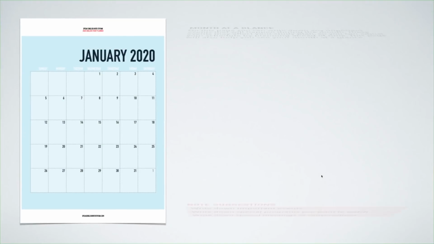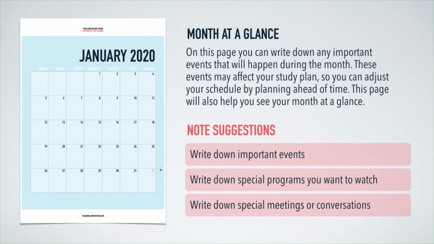Here we go. So you're going to start off looking at your month at a glance. On this page, you can write down any important events that will happen during the month. These events may affect your study plan, so you can adjust your schedule by planning ahead of time. This page will also help you see your month at a glance.